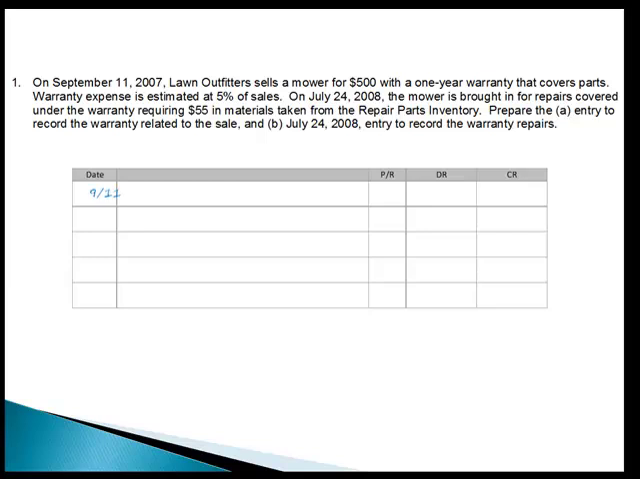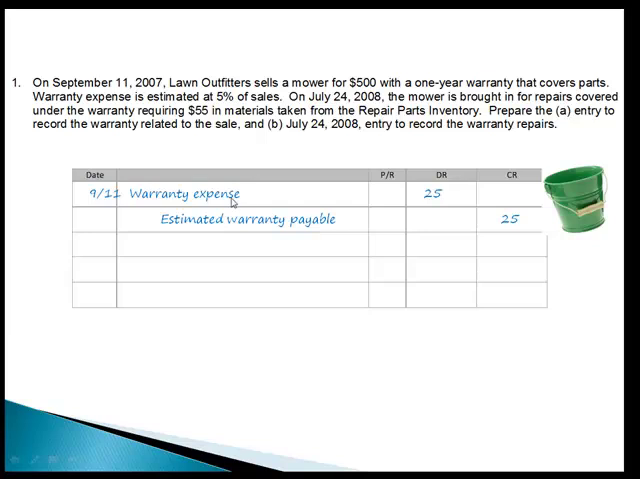So September 11th, we need to record the warranty. What is warranty? It's an expense. So warranty expense, which would be 5% of the sales, or $25. Okay, so $500 times 5% would give you $25. And you're going to credit estimated warranty liability. It's called the liability, estimated warranty liability in your book. Okay, that's the bucket being filled up. We don't know who we're going to pay, but we know we need to record the expense in the same year as a sale.